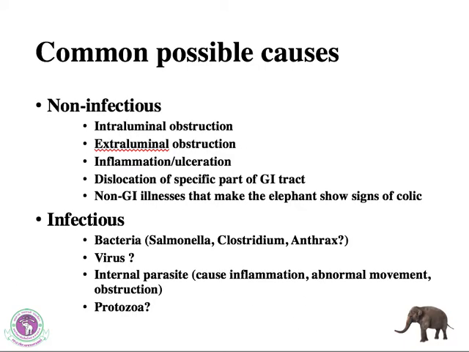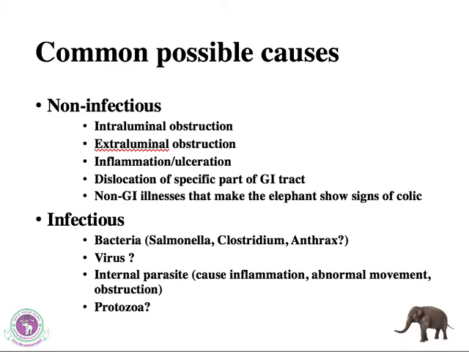So the possible common causes, we can divide them, borrowing a little bit from horses, into non-infectious and infectious. For the non-infectious, it could be intraluminal obstruction, extraluminal obstruction, inflammation and ulceration, or dislocation of a specific part of the GI tract, and non-GI illness that makes the elephant show signs of colic.